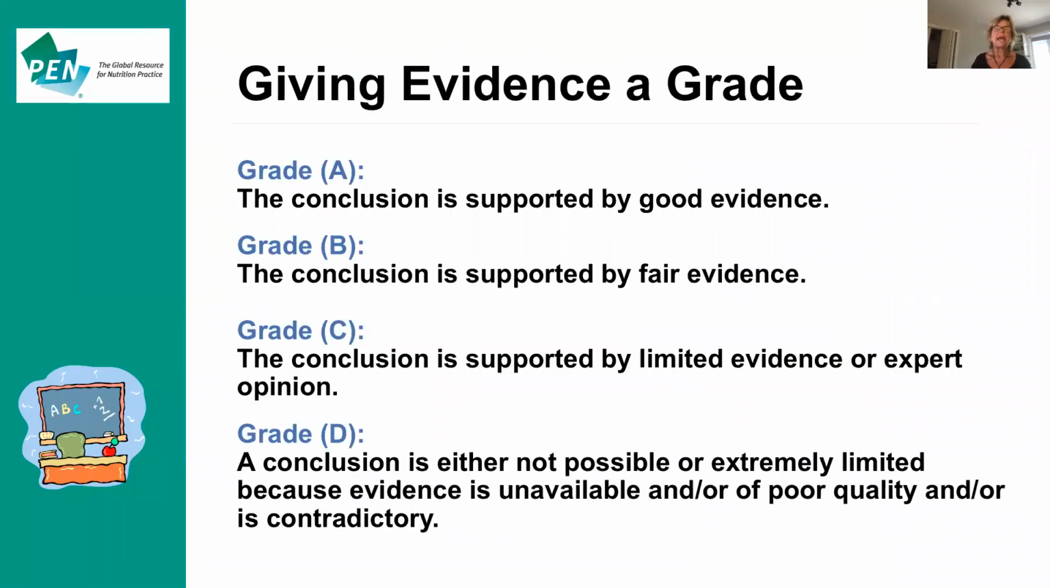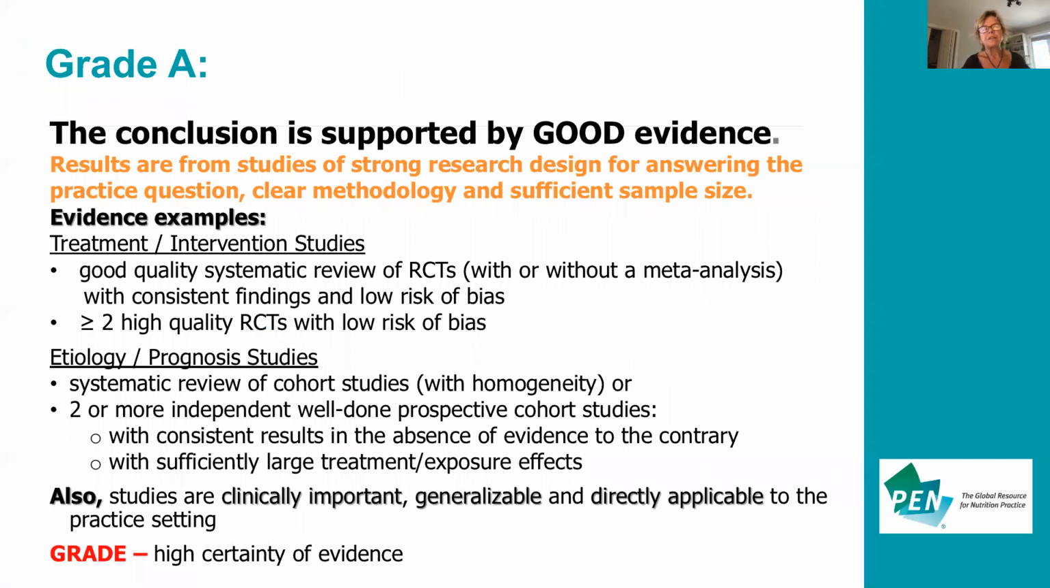So we do use an ABCD grading system: good evidence, fair evidence, limited evidence or expert opinion is grade C, or grade D is there is no conclusion possible because of extremely limited evidence or when the evidence is of such poor quality or contradictory. I'll give a couple of examples of what this would look like in terms of the evidence that was retrieved.